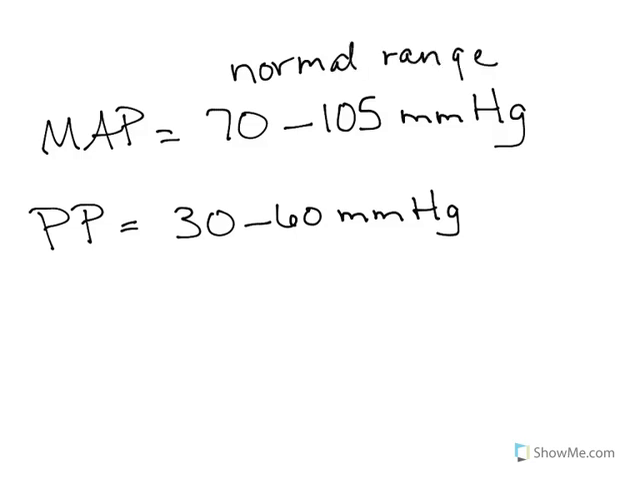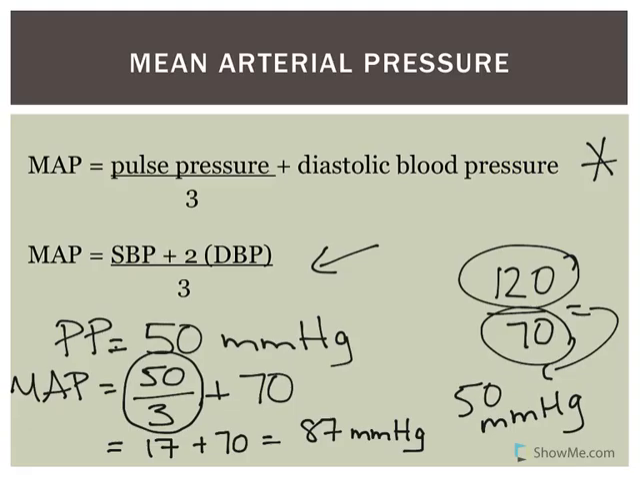So let's go back to our scenario. In both of these situations, mean arterial pressure is 87 millimeters of mercury. That's normal. A pulse pressure of 50 millimeters of mercury is normal. Okay, so in this scenario, everything's good.